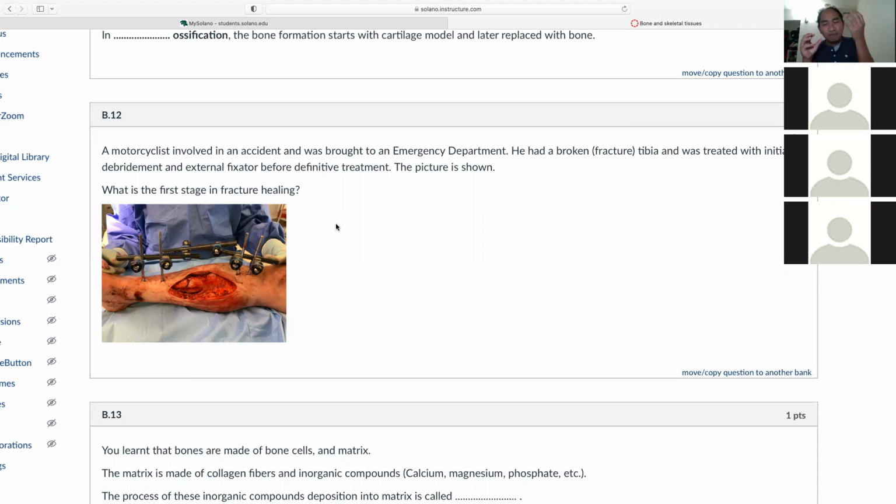This collection of blood is called hematoma. Hematology means the study of the blood. Hematoma means a group of blood clot. And that blood clot will gradually change into new bone. The blood clot will gradually be invaded by inflammatory cells, mast cells, and then finally cartilage cells, and then finally replaced by osteoblasts and osteoclasts, and then gradually remodel.